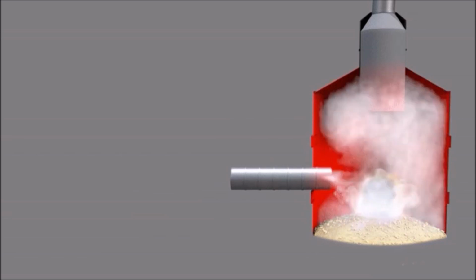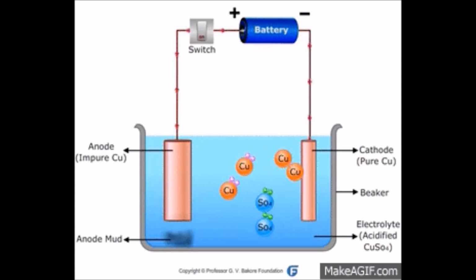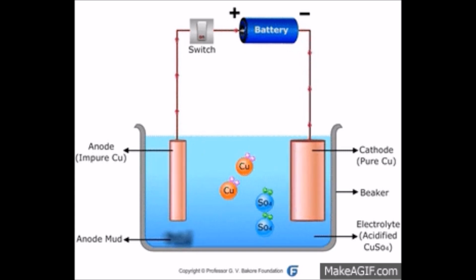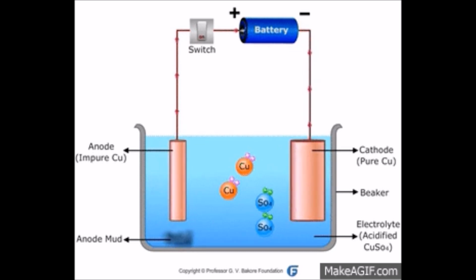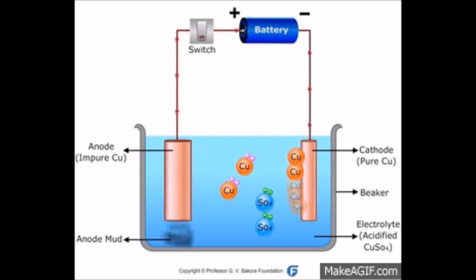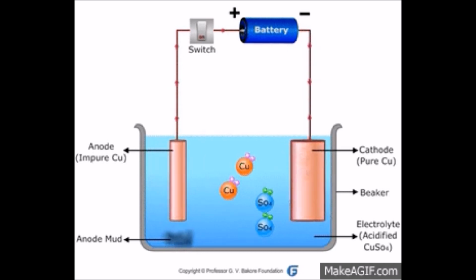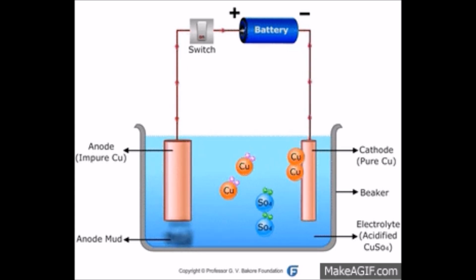Electrolytic refining is a process which is used for refining of metals such as copper, zinc, tin, nickel, silver, gold, etc. In this process, the impure metal is made the anode and a thin strip of pure metal is made the cathode. A solution of the metal salt is used as electrolyte. On passing the current through the electrolyte, the pure metal from the anode dissolves into the electrolyte. An equivalent amount of pure metal from the electrolyte is deposited on the cathode.